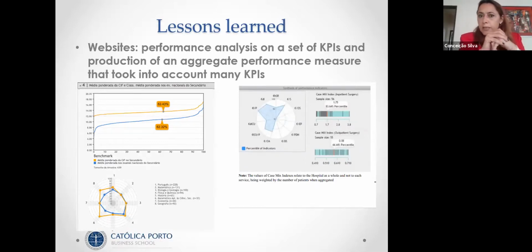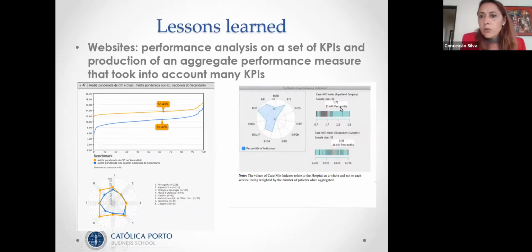We have very interesting things in these websites. This is just an idea. We developed very interesting graphs, for example. When we were assessing KPIs, we based the analysis a lot in terms of percentile. So basically, when we do a benchmarking, and this is one of the main aspects of benchmarking, we show where each hospital or where each school is, and we also show where all the other ones are.